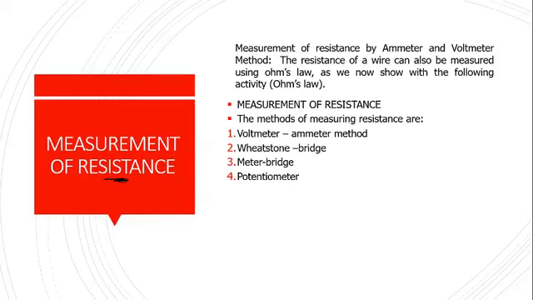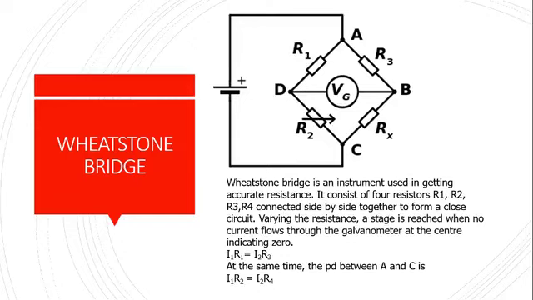Now let's see how we can measure resistances. We have so many methods of measuring resistances. We can use the voltmeter-ammeter method. We can use a device called the Wheatstone bridge or the meter bridge, or even a potentiometer. We're going to look at some of these devices in the following slides.